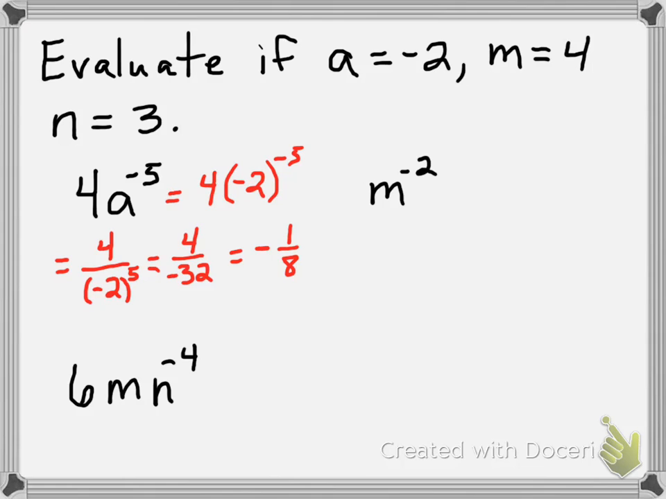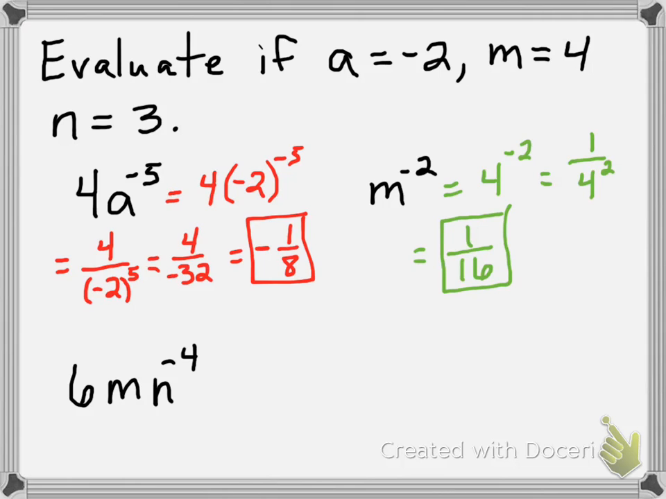Okay, and the next one, okay, again, need to make the exponent positive, so change the position. Well, first I need to plug in my value. So since m is 4, I have 4 to the negative 2nd. So now I need to make it positive, and I get 1 over 4 squared, which is going to give me 1 over 16. So that's the answer to that one.